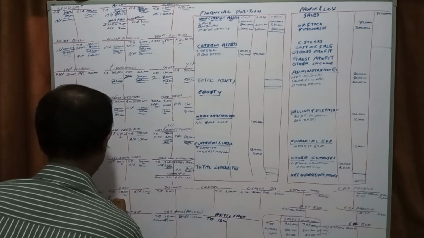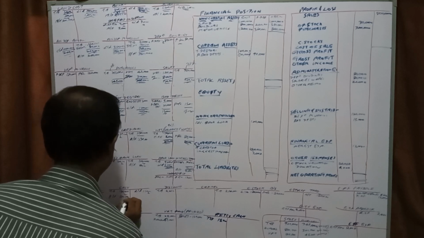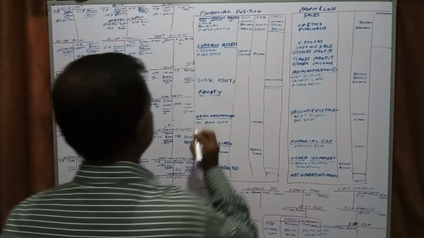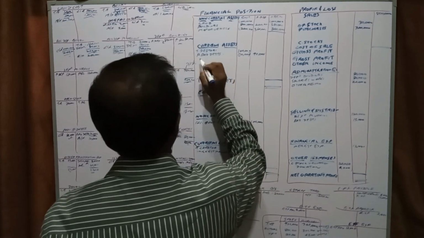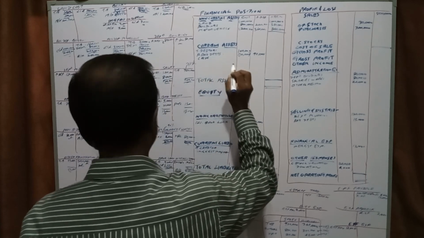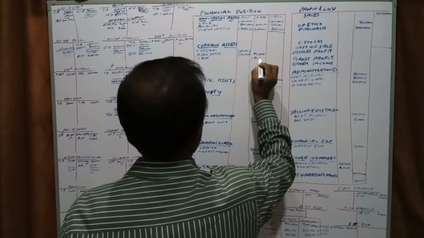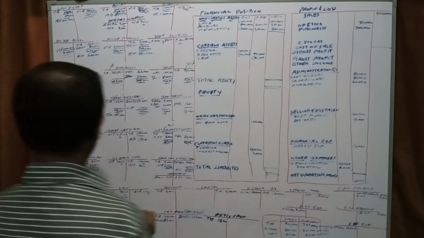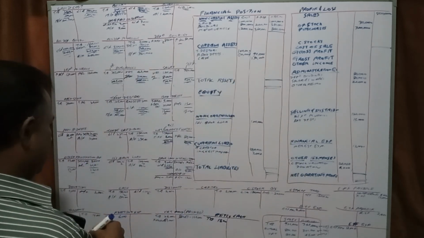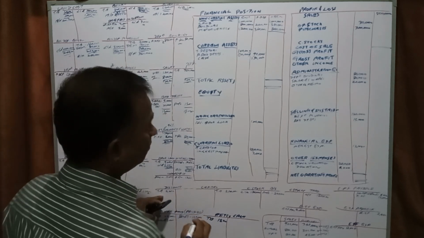Brought forward 130,000, and cash in hand goes to the current assets. Cash in hand, 130,000, right? Okay, and discounts account will go to the P&L.